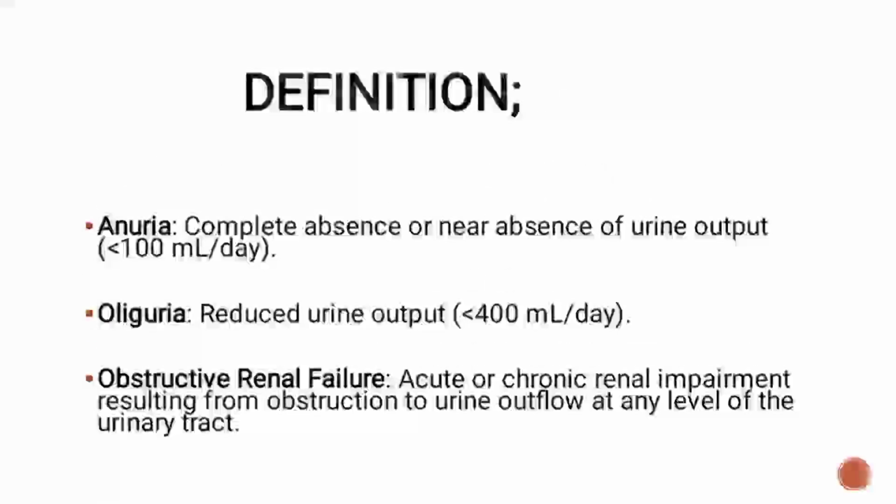How to define anuria? Anuria represents the extreme end of reduced urine output. It's a clinical sign, not a diagnosis, indicating a severe underlying pathology. When obstruction causes this, we term it obstructive renal failure, one of the few reversible causes of acute kidney injury.